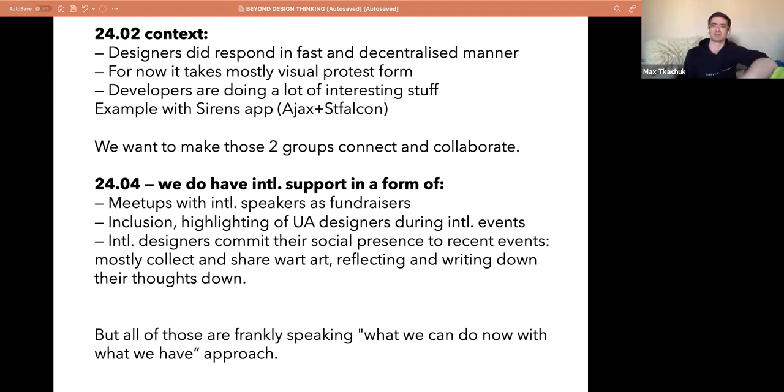of companies joined together to do this thing. So these are the things we are wanting. And we wanted to take those designers with visual protest form for now, and those developers, and kind of mix them together and see what new solution will be produced.